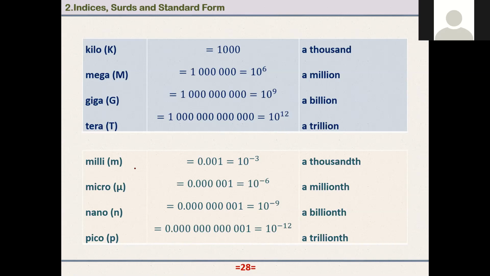And how about for small numbers? We have milli, that is milligram, 1,000ths, right? So that is 10 to the power minus 3. Micro, that is mu, a Greek letter, 10 to the power minus 6. Nano, that is 10 to the power minus 9. Pico, 10 to the power negative 12. And these numbers are used in a lot of scientific calculations. So we'll see a few examples related to standard form.